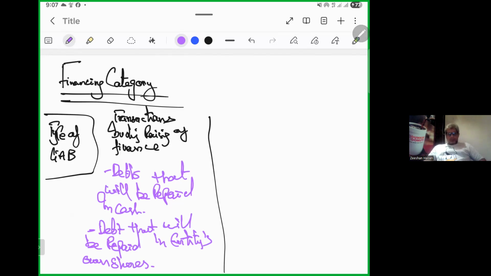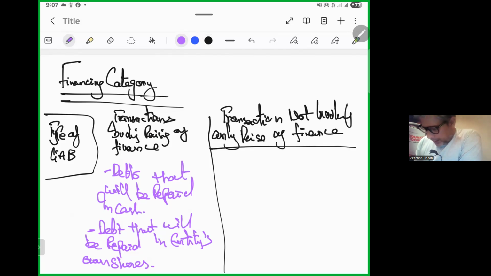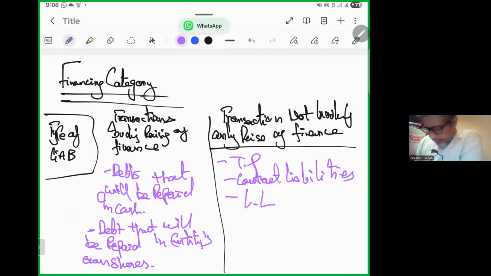Now, the other type is transactions not involving only the raising of finance: trade payables, contract liabilities, lease liabilities, a litigation provision, government grant.